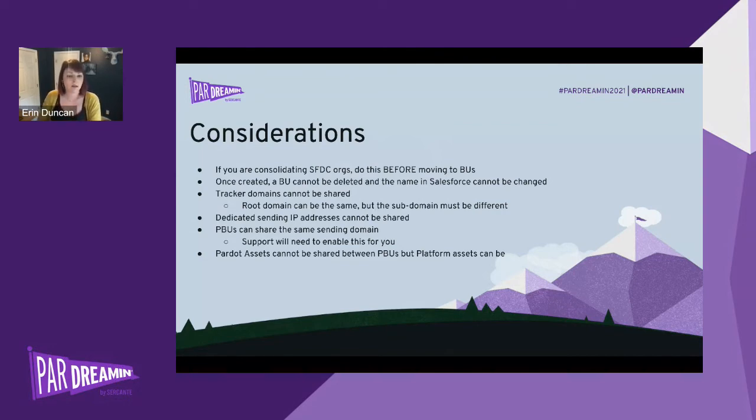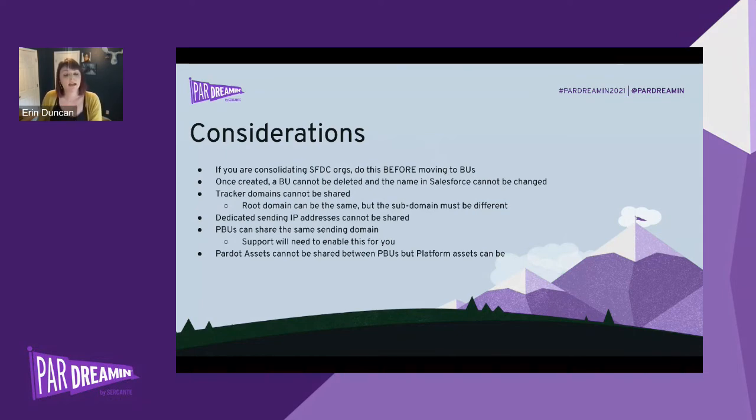Dedicated sending IPs cannot be shared, so you're going to want to warm up your sending IP in each of your PBUs. The PBUs can share the same sending domain, so if you want all your emails to come from @sercante.com, you can do that, but support has to enable it for you. If you try to enable it yourself, you're going to get an error message that you can't do it. So a lot of people think you can't do it at all, but support can absolutely enable that for you.